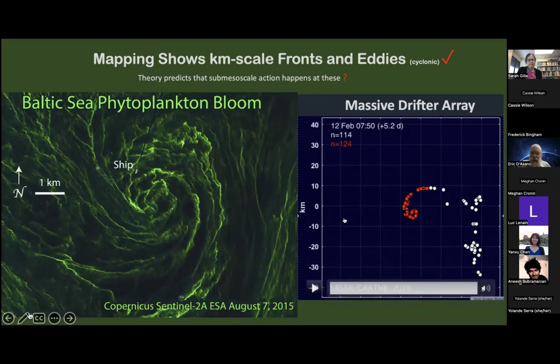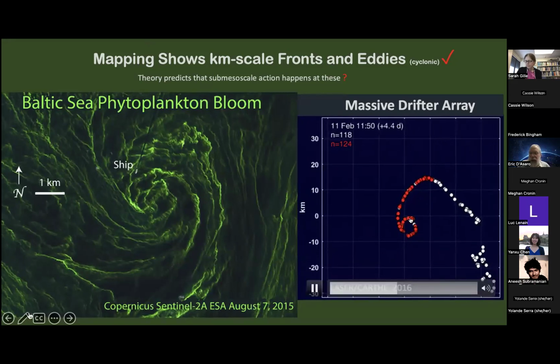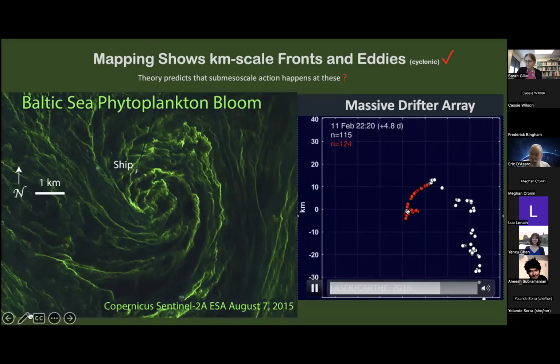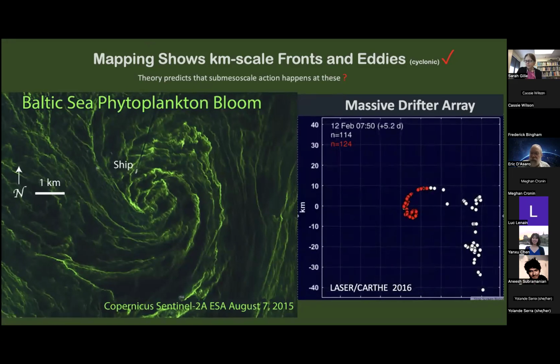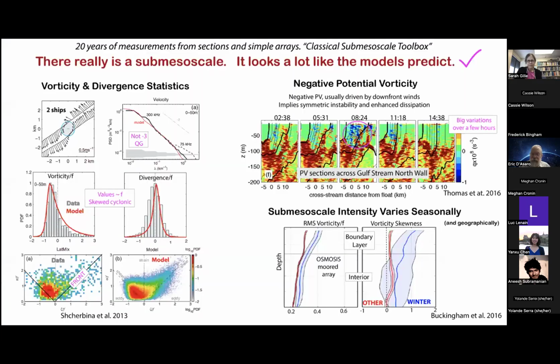And if you have massive drifter arrays, this is from the Karth experiment, they rapidly form into these lines, and then the lines twist around like that. And so this is the same sort of thing. So that's good. And so we've seen lots of that for the last 20 years or so.